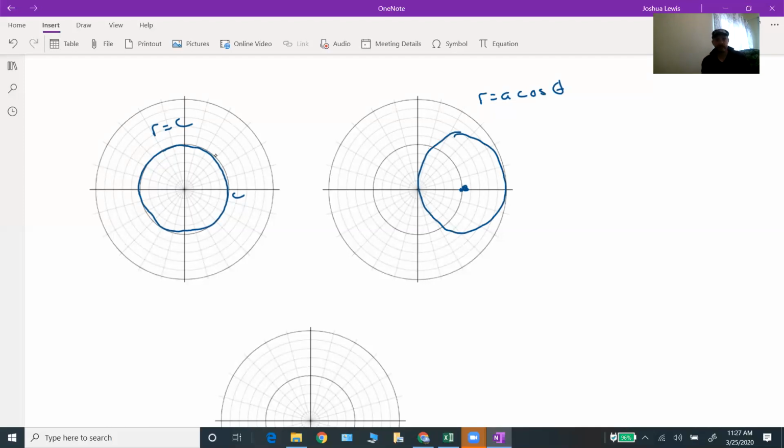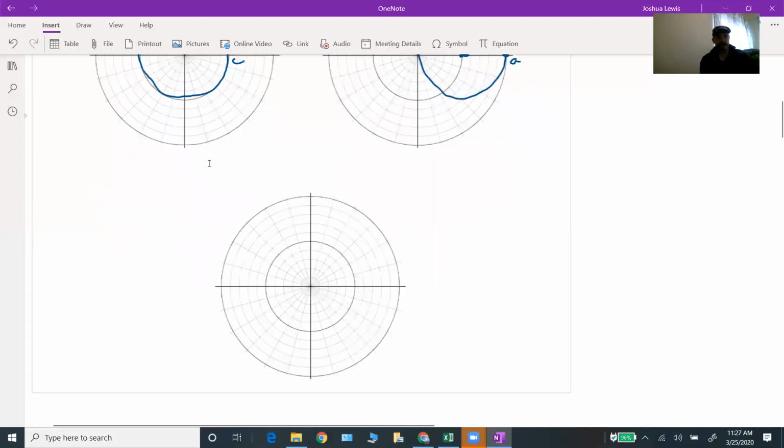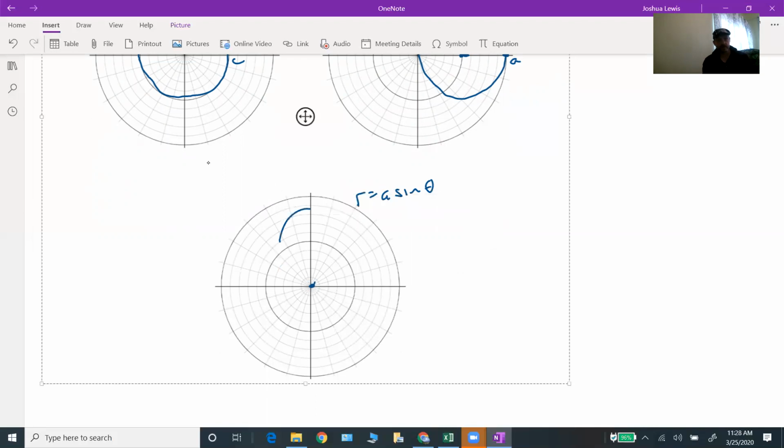And by the way, what would this be here? When theta is 0, r would be equal to a, okay? All right, and then r equals a sine theta would do something like, not be so careless. It's going to sit up here on the y-axis somewhere, okay?